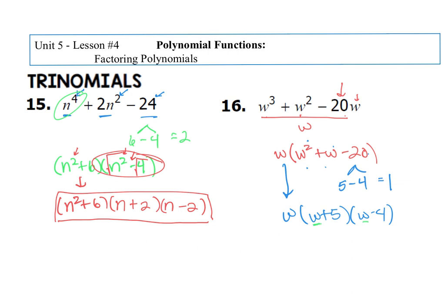Notice our w's, neither of them are squared. We only do difference of squares if they're both squared. So this w minus 4 kind of looks like that n squared minus 4 that we factored extra, but because there's no squares on the exponents, there's no other factoring we can do.